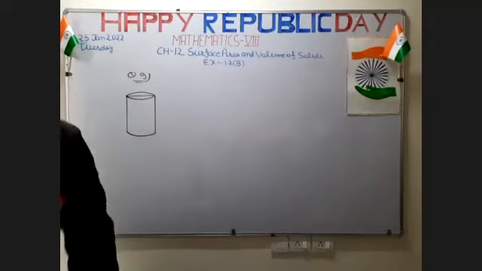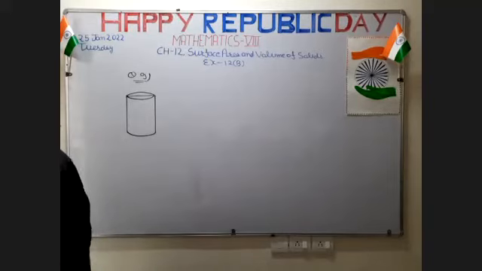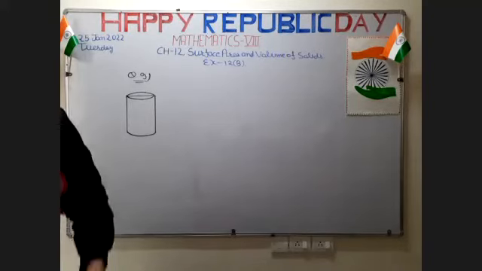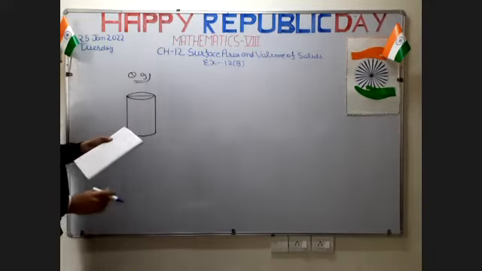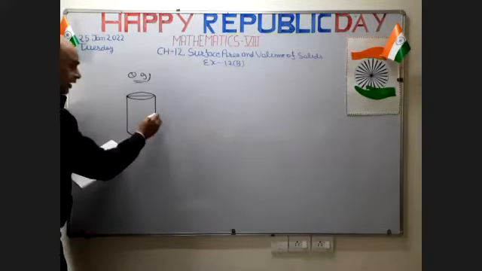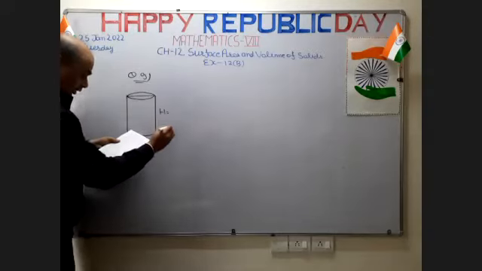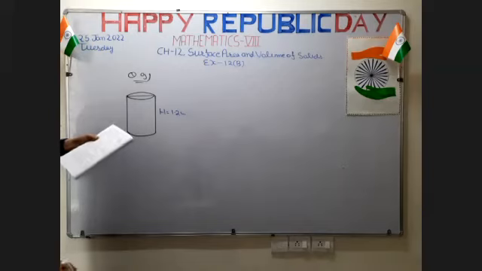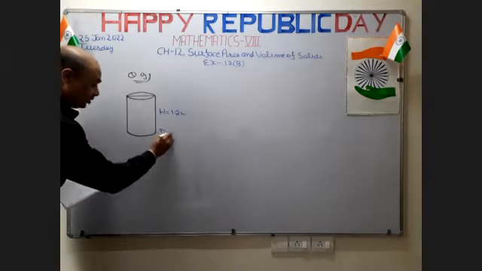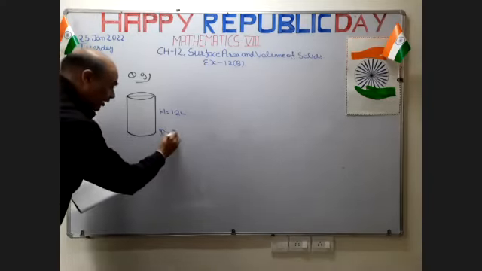Now what is given in this question? Check. So in this question, we're going to find the capacity. Capacity means volume of the cylinder I'm going to find. So what is given? Height is given, which is 1.2 meter. And the base diameter. So diameter of the base is given 35 centimeter.